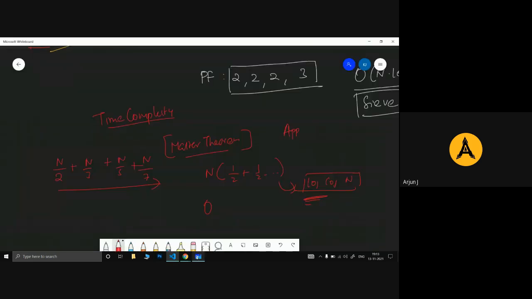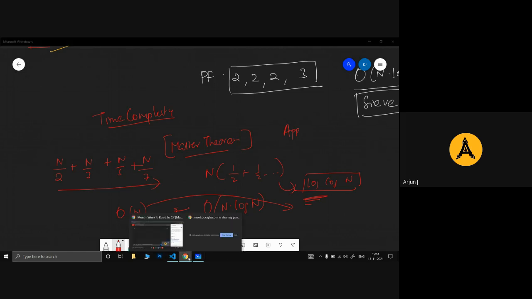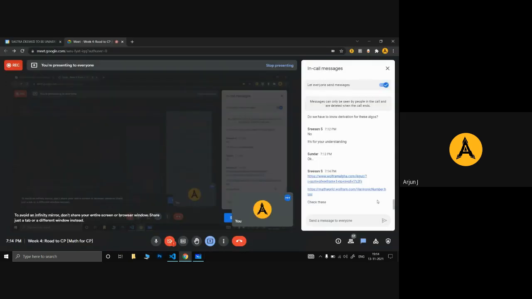So if you are not able to decide the time complexity precisely, that it is going to be O of n into log of log n, you can approximate it as something like O of n or O of n into log n. This would be a good approximation. The best possible approximation will be O of n, because this is very near to O of n into log of log n. So I hope that answers Sundar's question.